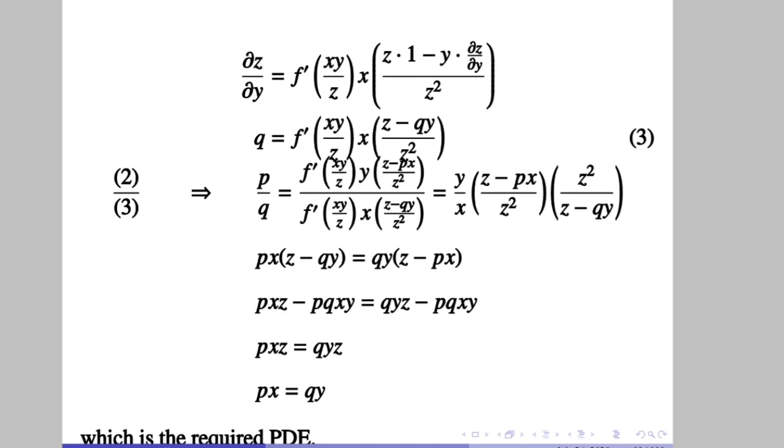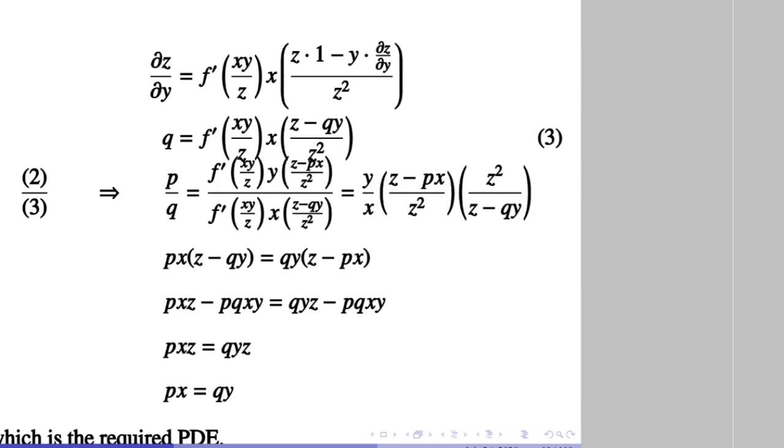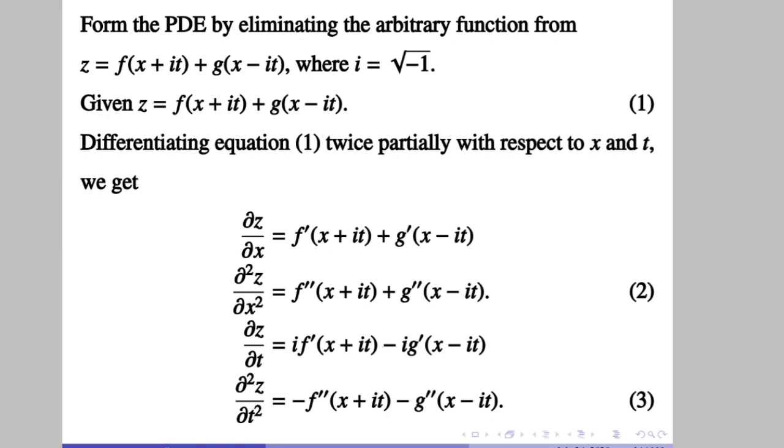That means p means what? x into dou z by dou x minus y into dou z by dou y is equal to 0. So next, eliminating two arbitrary functions to form a partial differential equation.